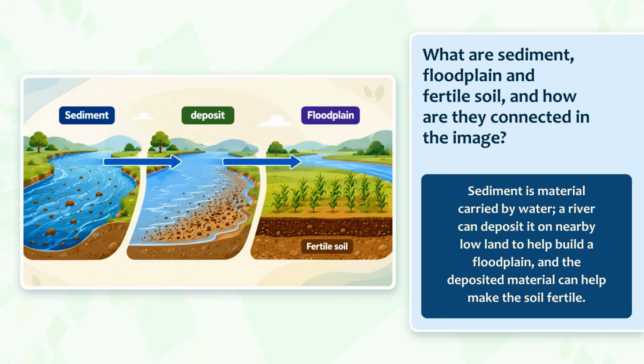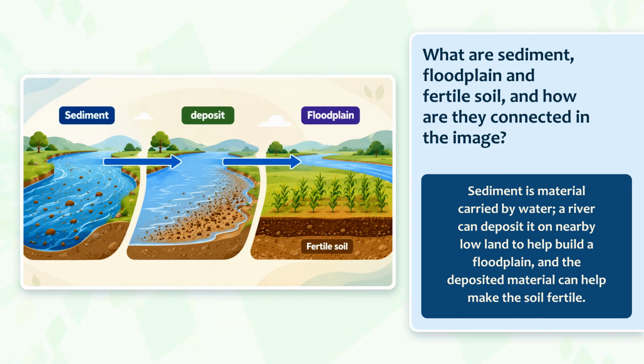Trace the particles from the river to the riverside land. What are sediment, floodplain, and fertile soil, and how are they connected in the image? The three stages form one connected answer. Sediment is material carried by water. A river can deposit it on nearby low land to help build a floodplain, and the deposited material can help make the soil fertile. The image follows that sequence from water to land.